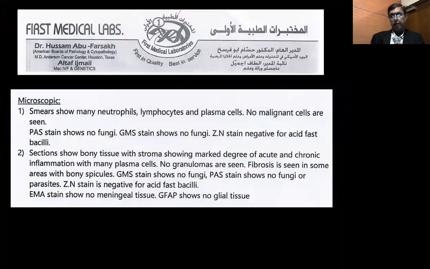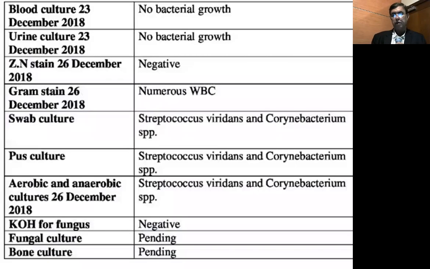So this is the result. It's acute on top of chronic osteomyelitis. These are the cultures that followed: blood culture, urine culture, Ziehl-Neelsen, Gram stain, swab cultures, Streptococcus viridans, and here the same thing.